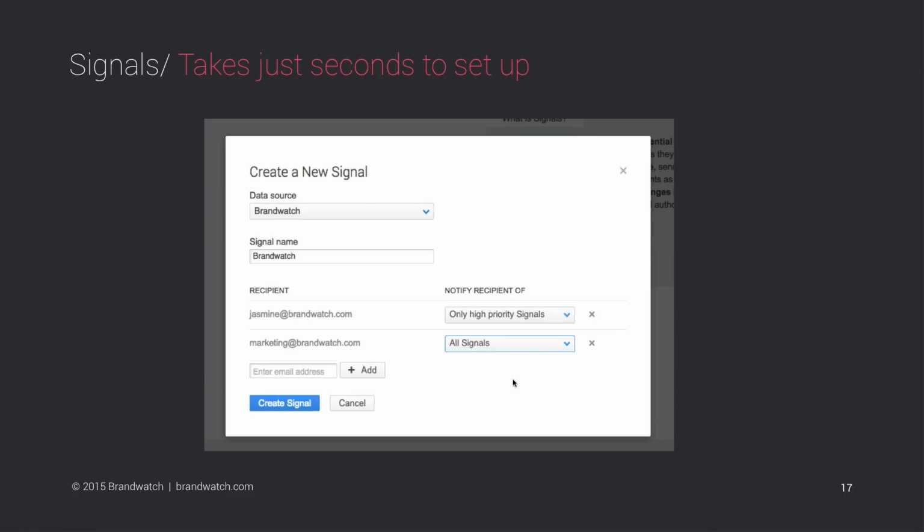But what was also important is we wanted to make this easy to set up, easy to use. So this is the only piece of interface you need to get set up. It's really simple. It's almost one click. You'll choose a data source, a query in Brandwatch. So I've chosen here Brandwatch as the query because I care about knowing what people say about Brandwatch. And then you can select who you want those emails to get sent to and the level of priority.